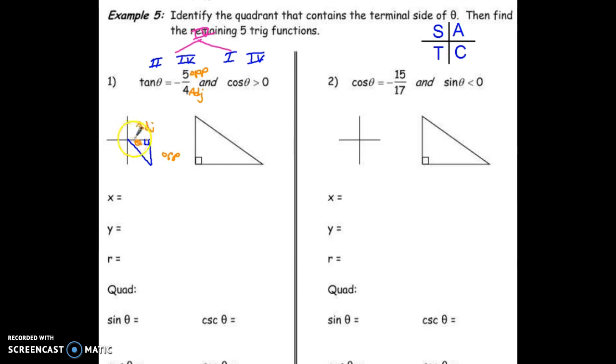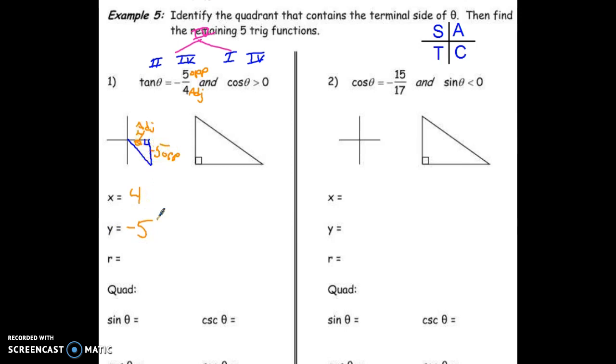Therefore, I'm going over the adjacent side of 4 right there. That's going to be 4, and guess what? Going down is going to be -5. So the negative has to go with the 5. So my x happens to be 4. My y going down is 5 units.